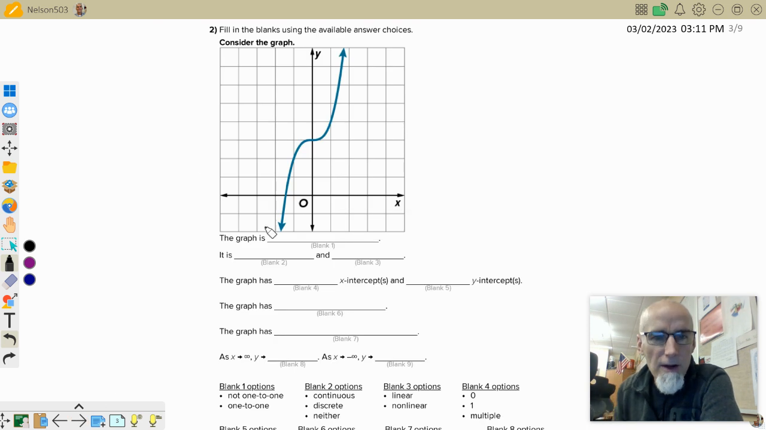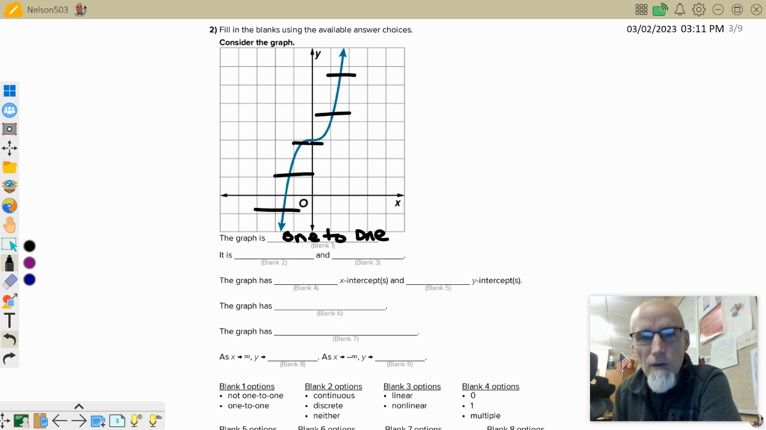The graph is one-to-one. Yes, this one is one-to-one, because I can draw a horizontal line anywhere and it only crosses in one spot. I know that part right there might make us nervous because it does look like it's kind of flattening out, but it doesn't go completely flat for more than one point. So one-to-one, it is continuous and nonlinear. It doesn't make just a straight line. It's got some curve to it.